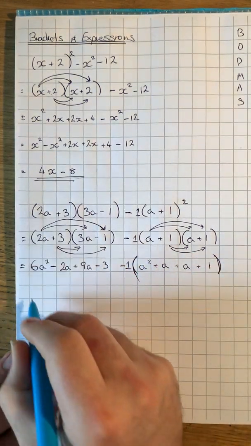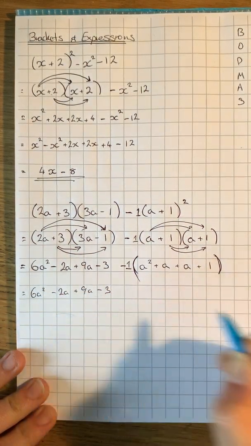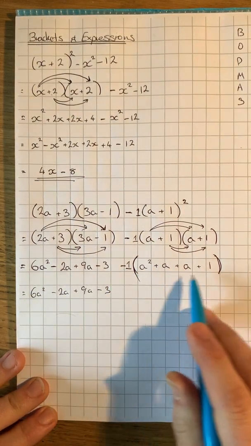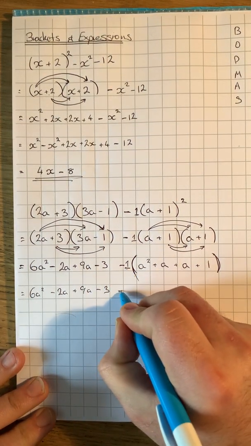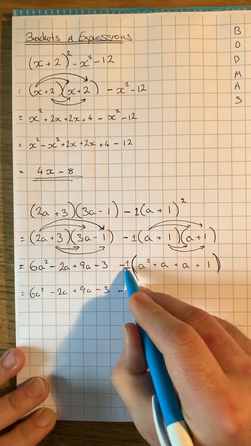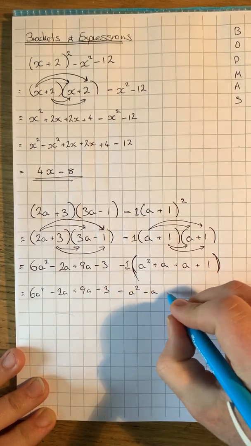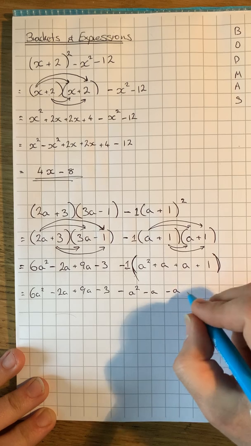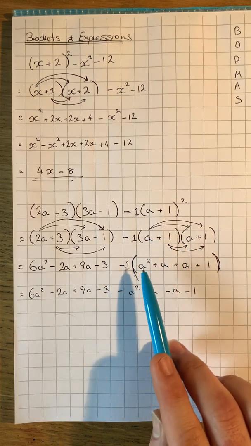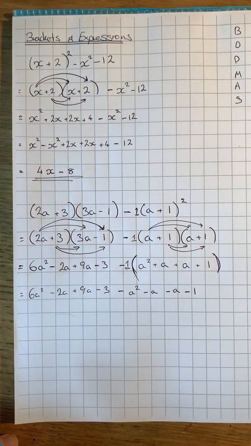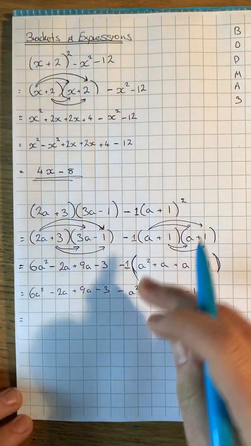So our next line, 6a squared, subtract 2a plus 9a, take away 3. Because we're going to be multiplying out this bracket by −1, we're going to get −1 times a squared, negative a squared. −1 times a gives us negative a. −1 times a, negative a. And −1 times +1 gives us −1. So we've just multiplied this out into its double brackets and then multiplied it by −1 because we're taking −1 amounts. And then we tidy up like we did up here.